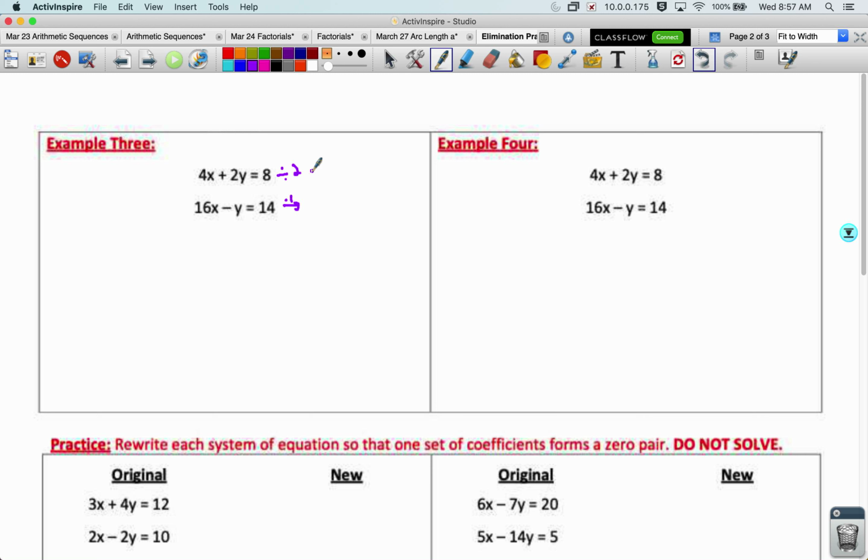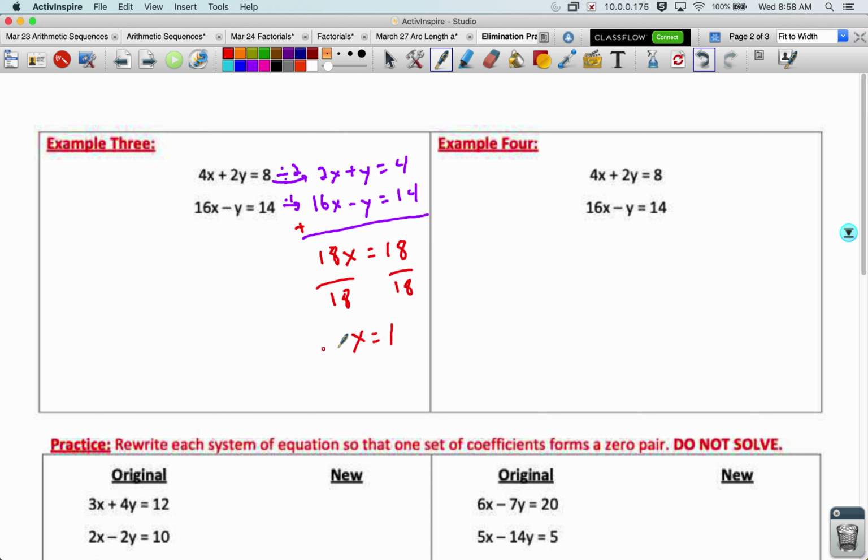So the top is now going to become, let's try a little arrow, I'm dividing everything by 2. 2x plus y equals 4, and then the bottom is 16x minus y equals 14. And now these can be added together, and we'll be able to solve for x. So 18x is 18, divided by 18, and that x equals 1.